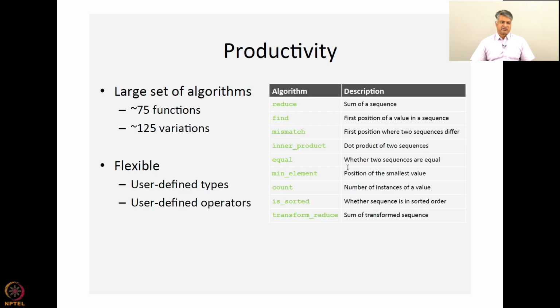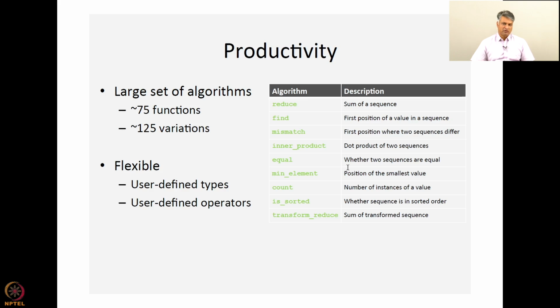So Thrust gives us a large set of algorithms, approximately 75 functions with 125 variations. It gives us flexible user-defined types and user-defined operators as well. And you have a lot of algorithms which are already pre-coded for you. For example, reduce, which gives you a sum of a sequence. Find finds the first position of a value in a sequence. Mismatch finds the first position where two sequences differ.